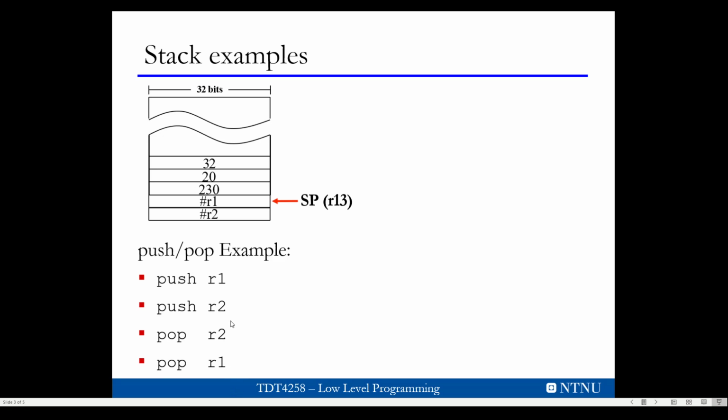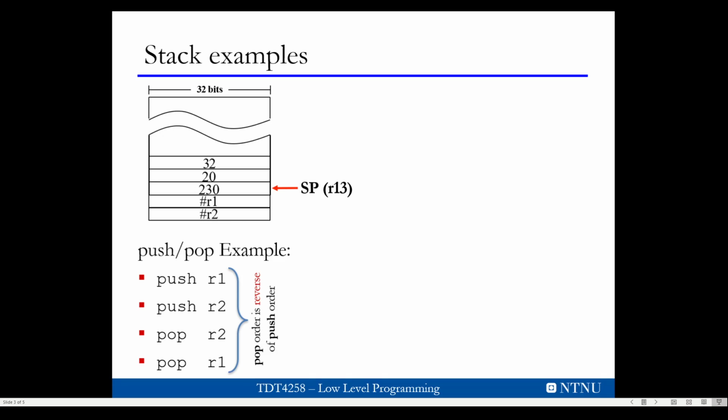Pop R1, it will again do the similar thing. It will take the value from the memory location to which SP is pointing and save that value to register R1 and increase the stack pointer to point to the next location. Now this is the last occupied location. These locations are now available for writing something else.